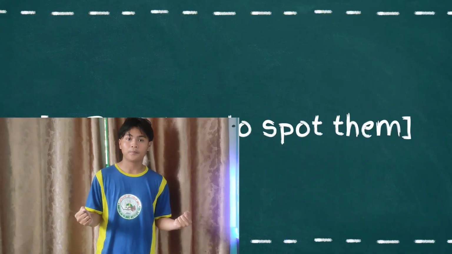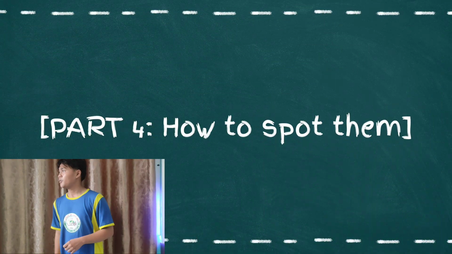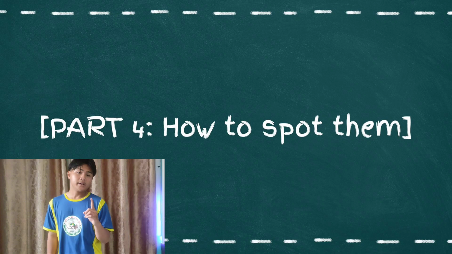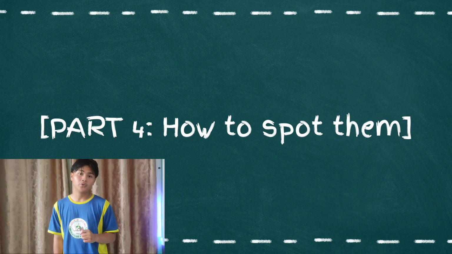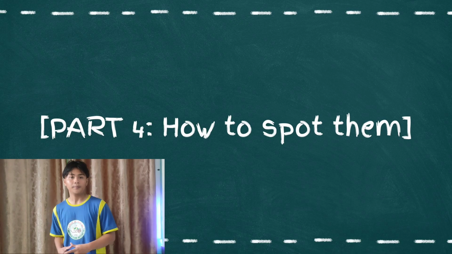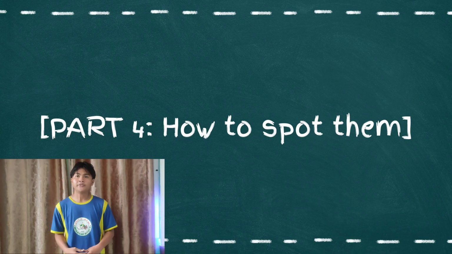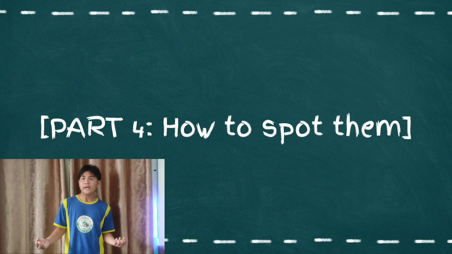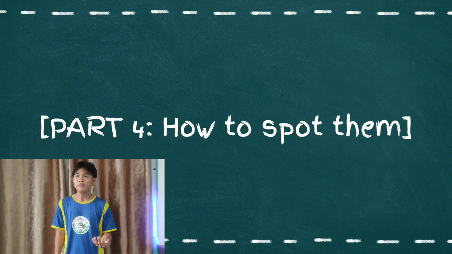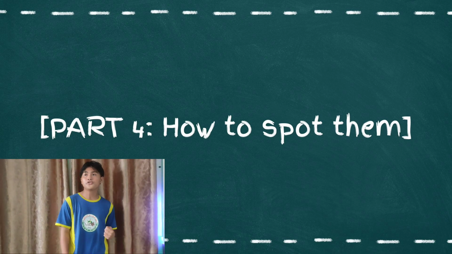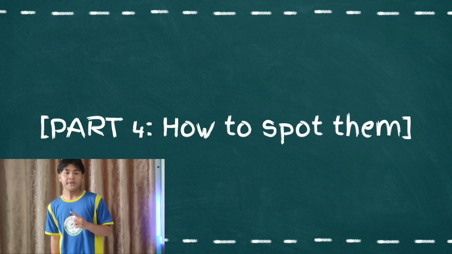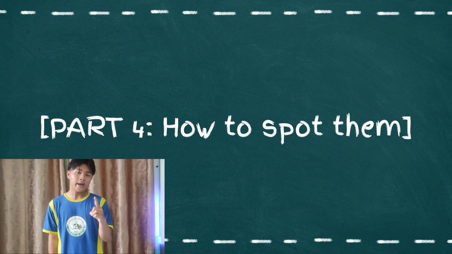Part 4. How to spot them. The advice here is, you should always know what the author is doing. You should always ask yourself, are they telling a story? Are they explaining a problem, solving a problem, or even explaining step by step? Also, you should always watch for signal words like first, then, like, and before.